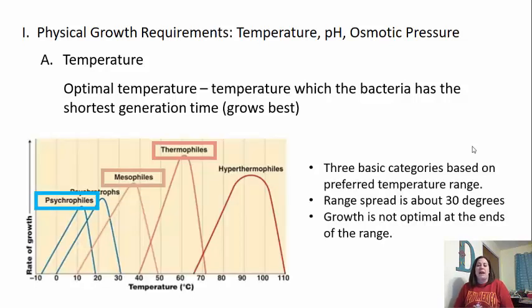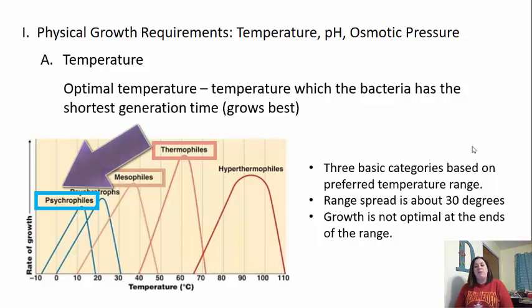There are 3 basic categories based on preferred temperature range. There are a few more categories, but these are the 3 we're going to focus in on. We have the thermophils. The thermophils, if you'll notice, like the warmer temperatures. You have the mesophils, which are going to be more of the middle range. And then you have what we call the psychrophils, which like colder temperatures.